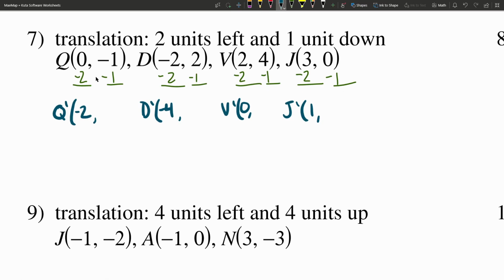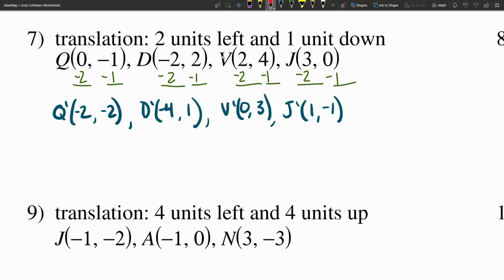Q, for the y coordinate, -1 minus 1 is going to be at -2. For D, 2 minus 1, that D prime coordinate is going to be a +1. For V, shifting 1 down, 4 minus 1 is going to be a +3 for my y coordinate of V prime. And then lastly, J prime, shifting 1 down, moving J 1 unit down in the y direction. That's going to be 0 minus 1, which is a -1.